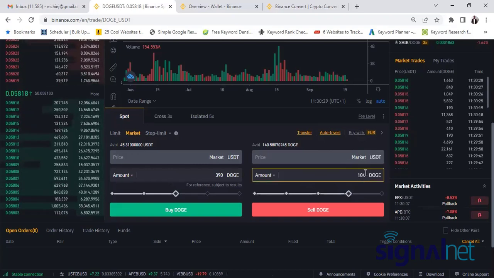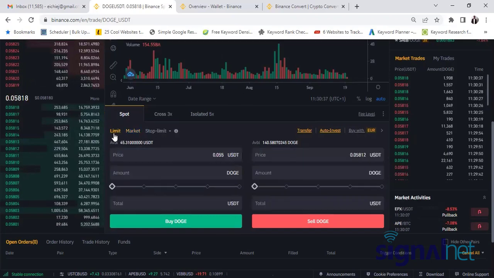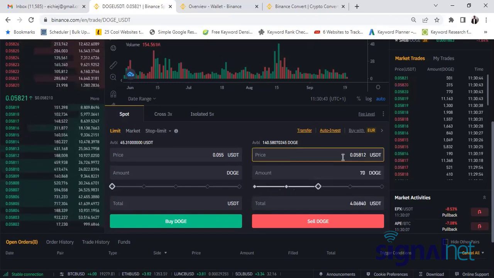In the same light too, I can adjust the market, adjust the price, so that it gives me, let me put it in limits back so that you see that. You go to the Doge, okay? So you can see in the same light too, I can also adjust the price.